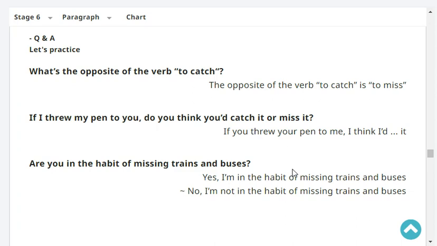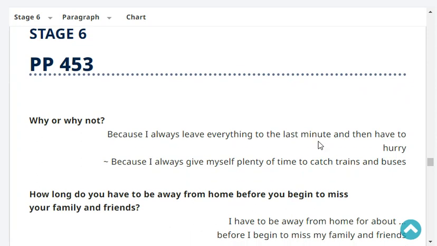Very good. Are you in the habit of missing trains and buses? Yes or no? Yes, I'm in the habit of missing trains and buses. Why? Because I always leave everything to the last minute and then have to hurry. Very good.